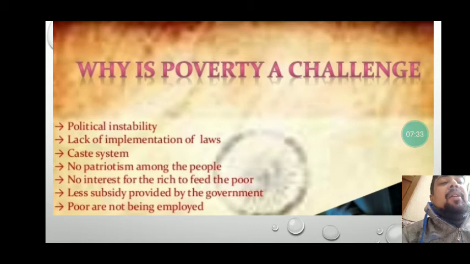Similarly, the government is not providing subsidy to the poor person. It is a truth that it is not providing what they deserve, and at last the poor are not employed. The poor person is not getting a job, and because of that they are not getting facilities, and they are not able to become part of the economic activity of the country. So this is all about poverty.